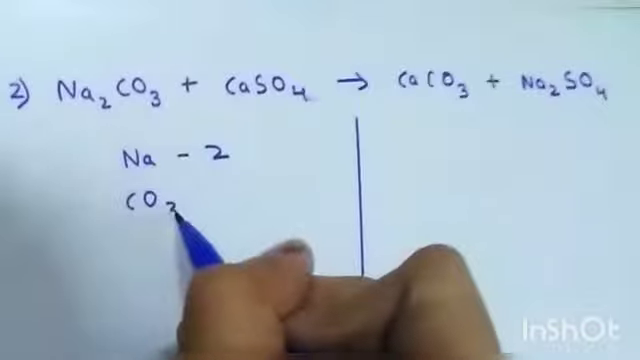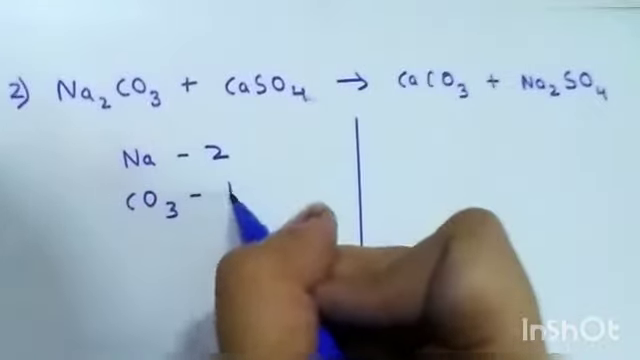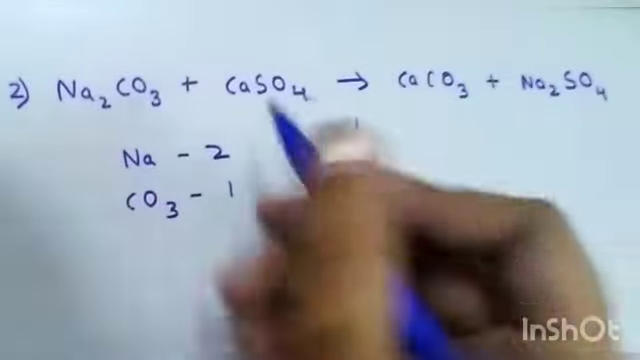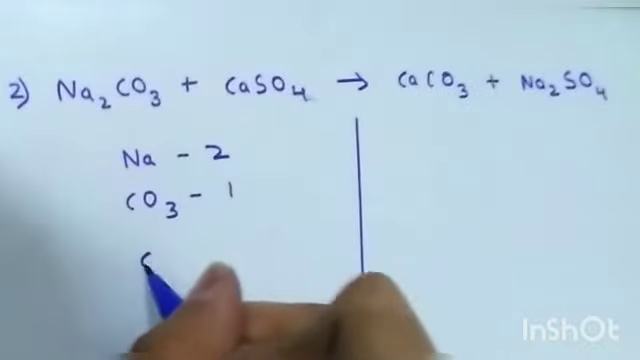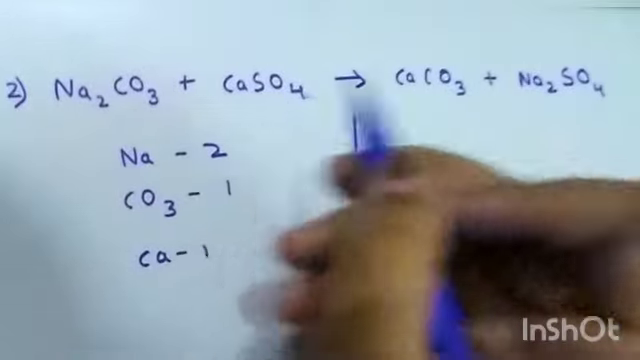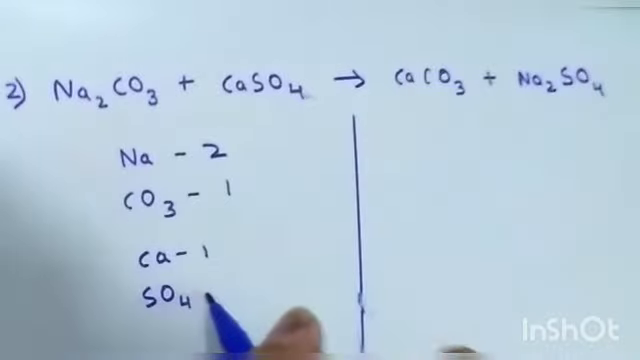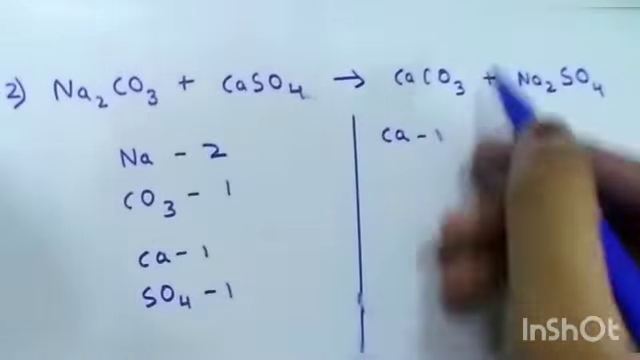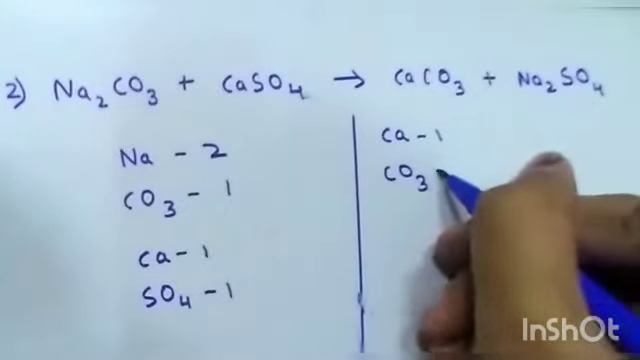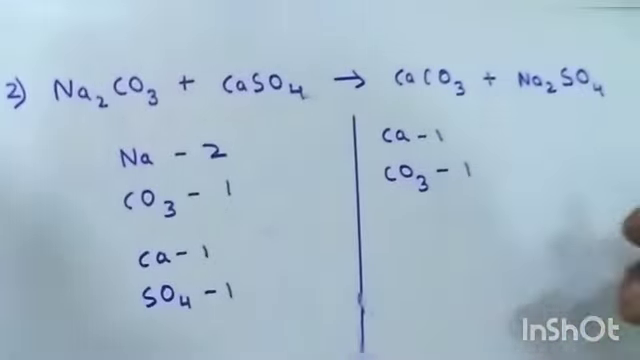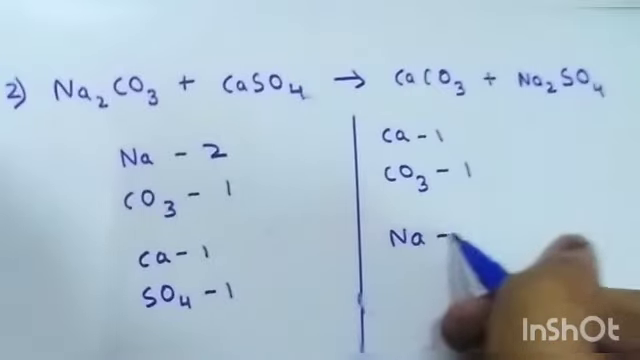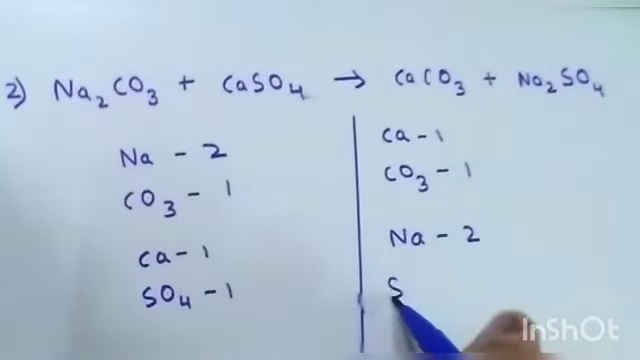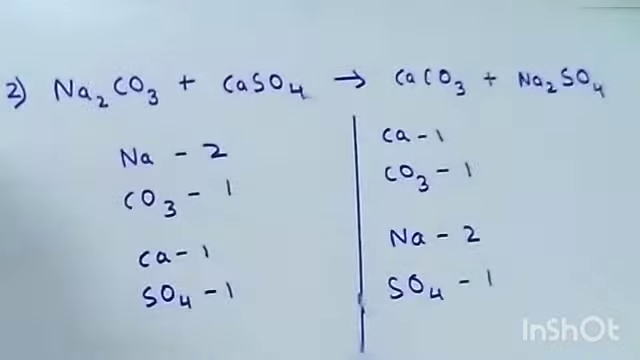So write CO3. We are taking it as a radical. Here CO3 is 1. Now calcium, Ca is also 1. SO4 radical is also 1. Now here Ca, it is 1. CO3 radical is also 1. Na is how much? 2. Na is 2. SO4 is how much? 1.